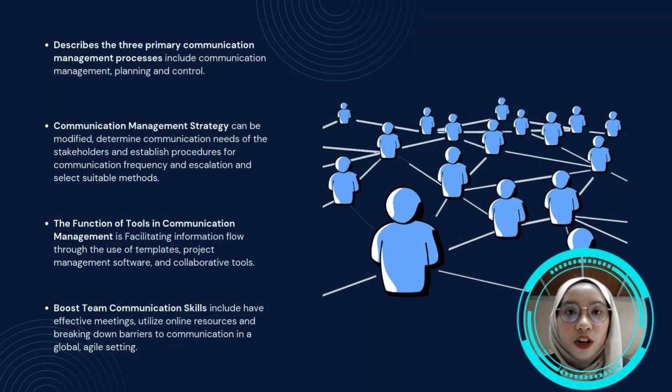Next, we have project communications management. Communications management describes the three primary processes, which are communications management planning, managing, and control. Furthermore, it explains how the communications management strategy can be modified, determines the communication needs of the stakeholders, establishes procedures for communication frequency and escalations, and selects suitable methods.